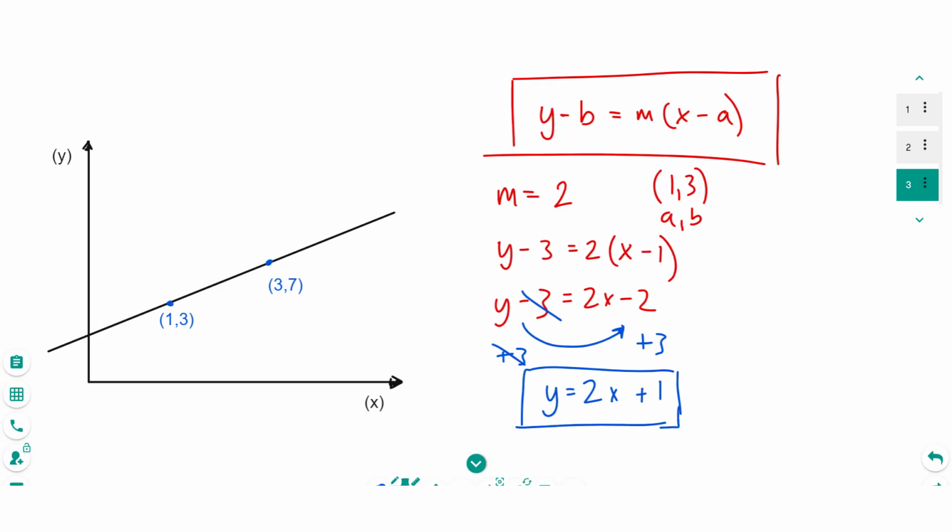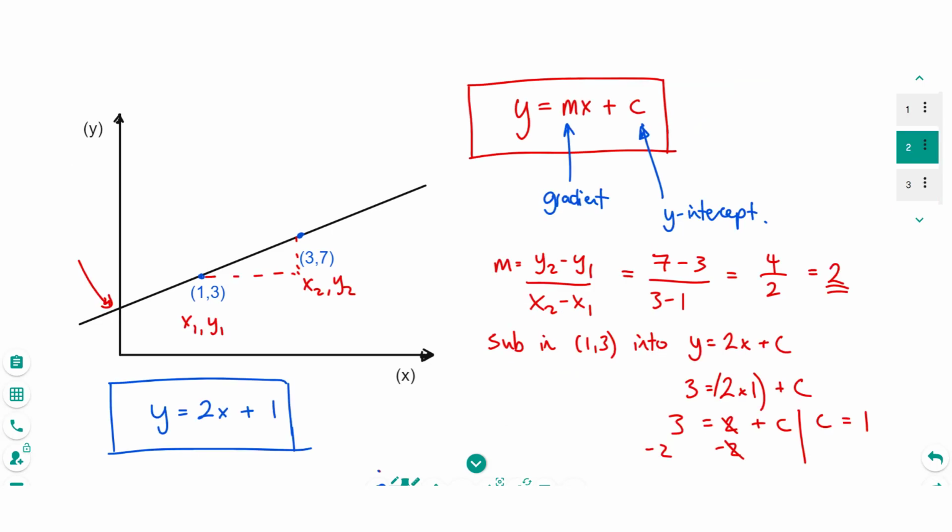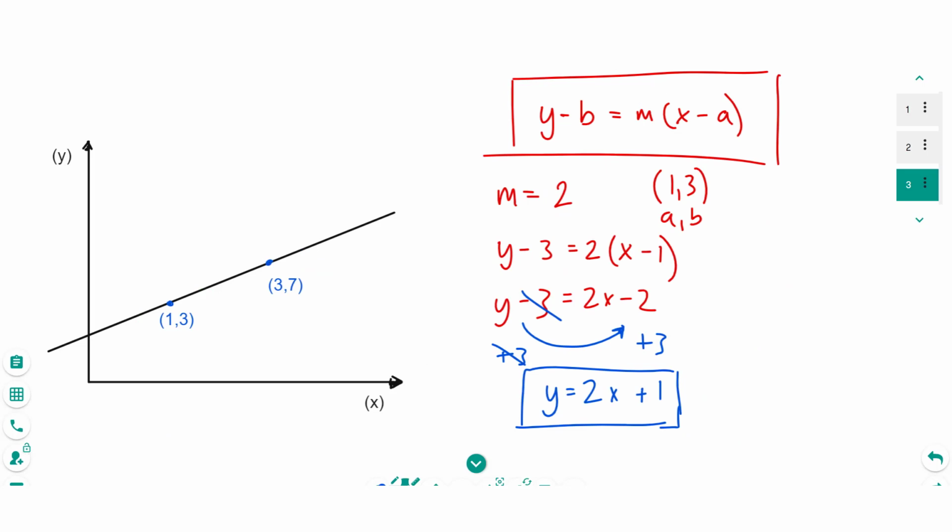Okay, so to work out the equation of a line, you can either use y is equal to mx plus c, or you can use y minus b is equal to m, brackets x minus a, close brackets. Okay.